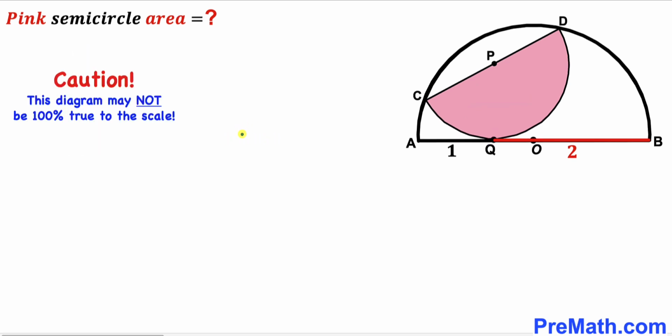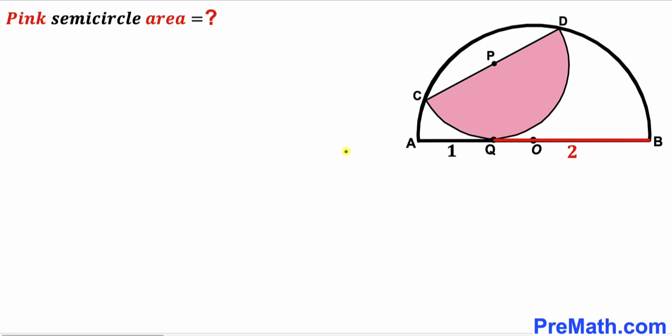Please keep in mind that this figure may not be 100% true to scale. Let's go ahead and get started. Here's our very first step. Let's focus on this pink shaded semicircle. Its diameter is CD and P is the center. Let's assume the radius of this pink shaded semicircle is lowercase r. Then the radius PD is lowercase r as well.